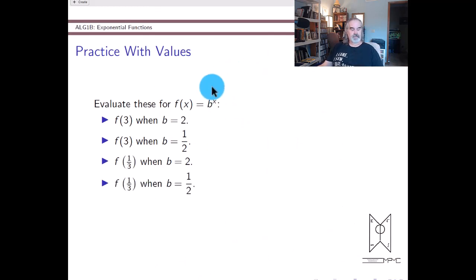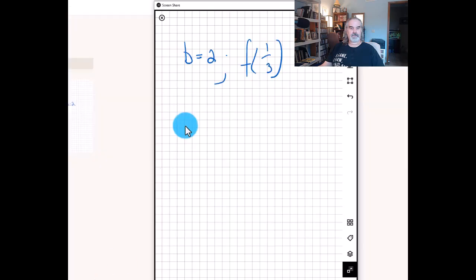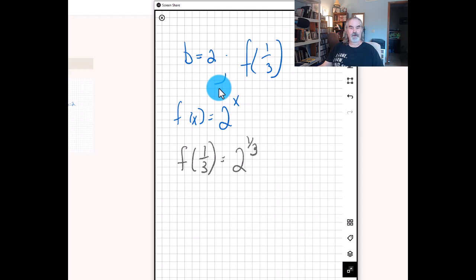All right, let's kind of flip those ideas around. And now let's take b equals 2 and ask for f of 1/3. Well, the function is going to be b to the x, so 2 to the x. F of 1/3 says, replace x with 1/3. Okay, 2 to the 1/3. What the heck is that? Well, it's a perfectly good number. We can just leave it as 2 to the 1/3 if we like to.